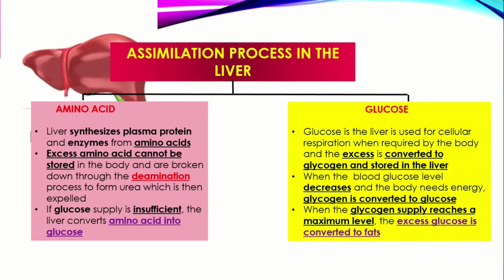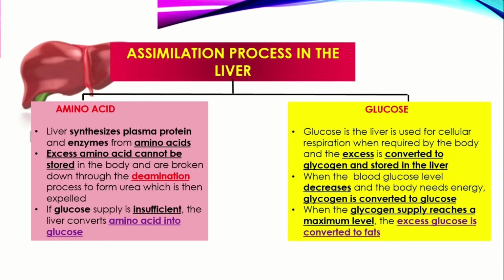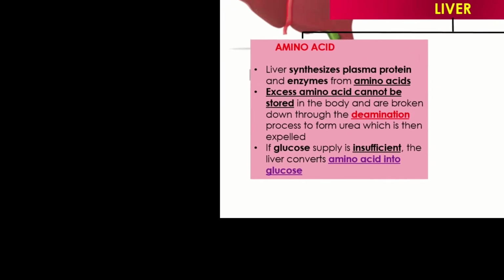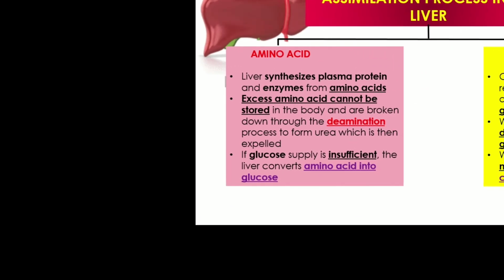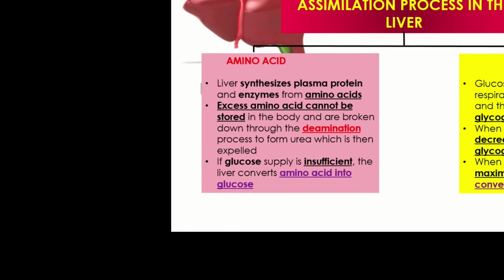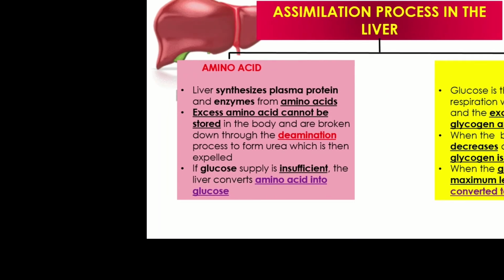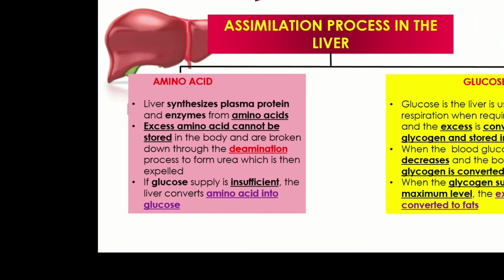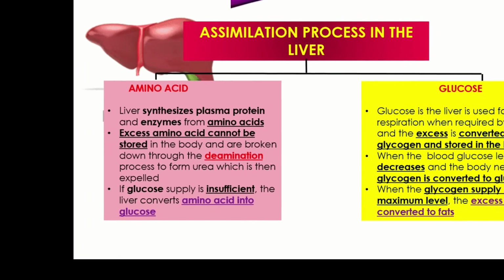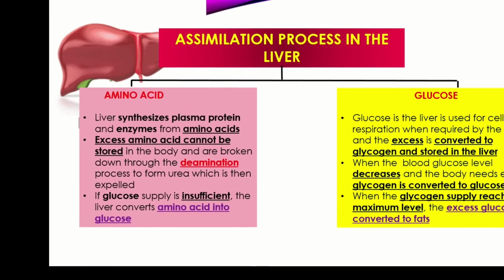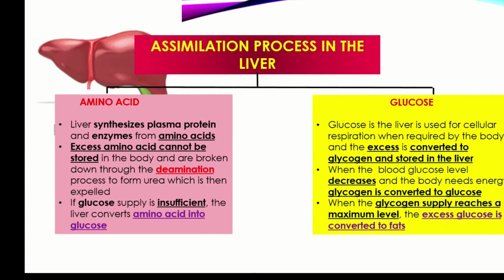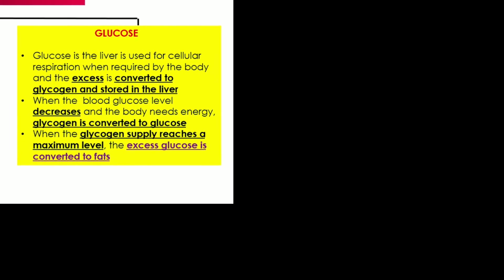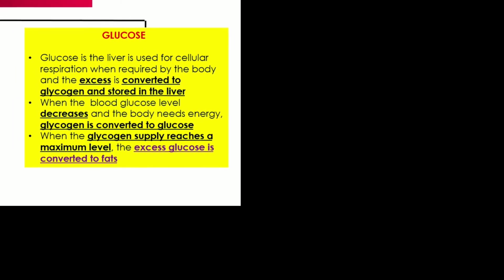Now let's go through the assimilation process in the liver. The amino acids in the liver will synthesize plasma protein and enzymes. Excess amino acid cannot be stored in our body and will be broken down through the deamination process to form urea, which will then be expelled through the urine. If the glucose supply is insufficient, the liver will convert the amino acid into glucose. This means if our body does not have enough glucose, the amino acid will supply it to our body.